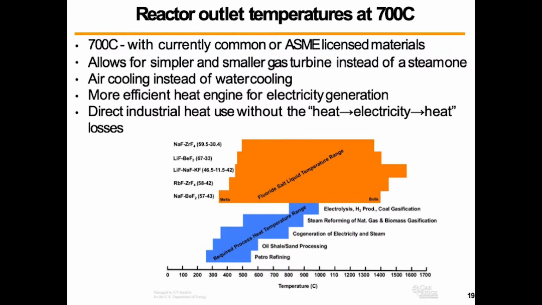So here are some temperature ranges for a bunch of salts, and here are temperature ranges for industrial processes like petrol refining, oil shale, sand processing, cogeneration of electricity and steam, steam reforming of natural gas, biomass gasification, electrolysis, hydrogen production, and coal gasification. You could add various melting temperatures of metals and glasses. Basically, once you are at these high temperatures, roughly above 600 C, there are a lot of industrial applications where you can use the heat directly in the industrial processes, therefore much more efficiently.